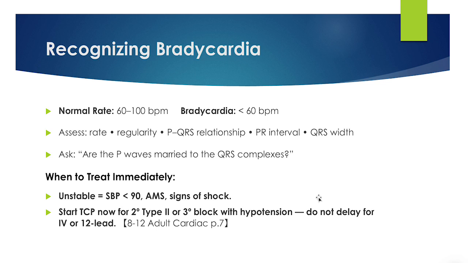And then we want to be aggressive with our treatment if there are any signs of instability: systolic blood pressure less than 90, any signs of altered mental status, or shock. So we want to go ahead and start treating if we see bradycardia on our heart rate, and we don't want to delay to obtain a 12 lead. We're definitely going to want to get a 12 lead EKG to see what the underlying cause is, but be aggressive with the treatment when there is bradycardia and signs of instability or shock.